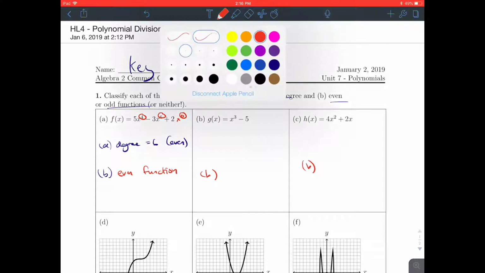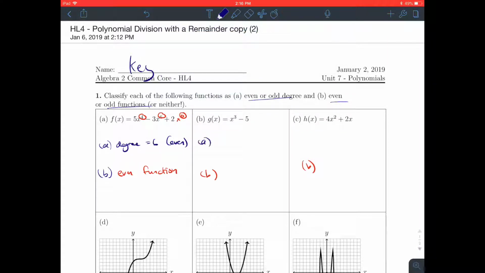I'm actually just going to set up all of these so I don't have to change the ink color as much. So for part B here, we've got degree 3, this is odd degree. Next up, we have x to the third as maybe the only power, but then we look at the constant term, which is really 5 times x to the 0th. Because 0 is even, we have a mix of odd and even powers, so this is neither type of function.